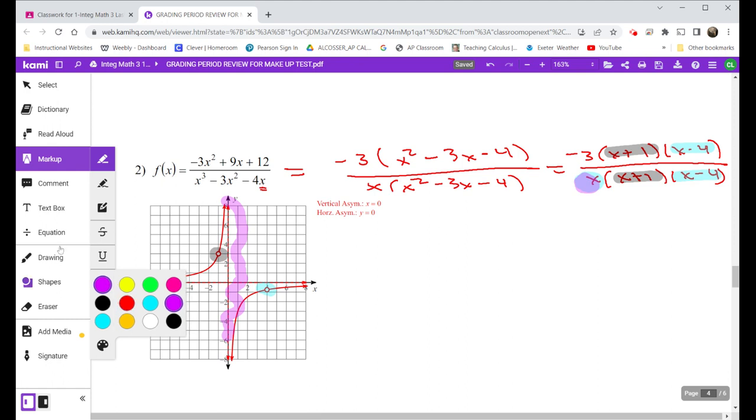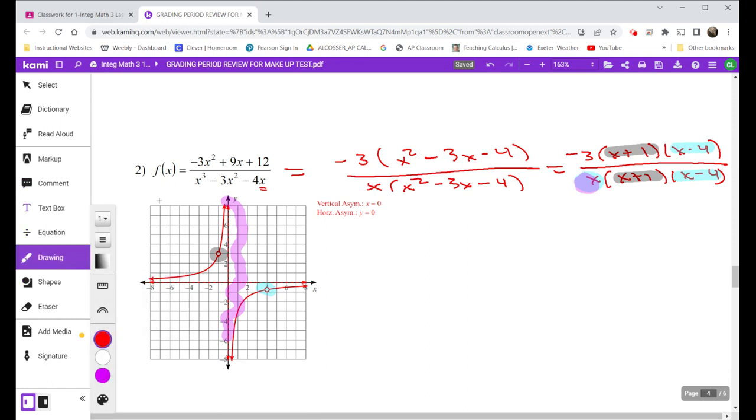And then how do we find our horizontal? We're going to plug infinity into all of these. So we're going to get negative 3 over infinity over infinity. And then we'd have 3 infinities on the bottom.